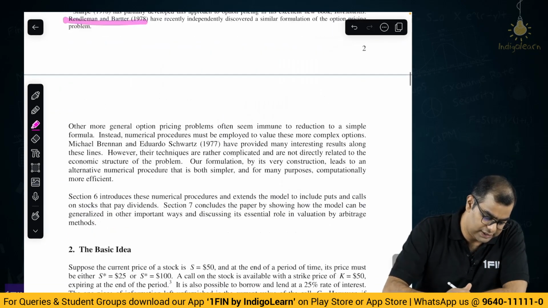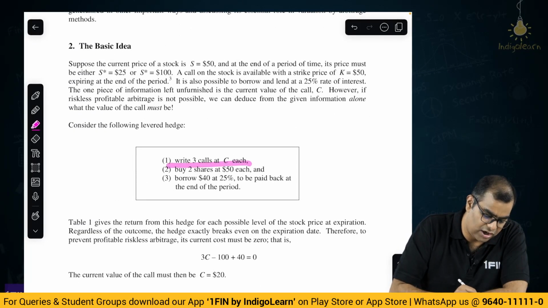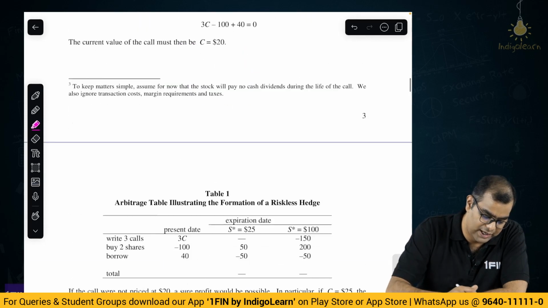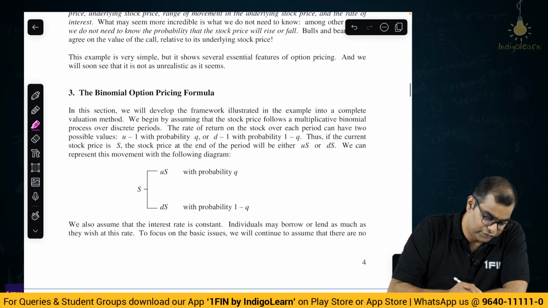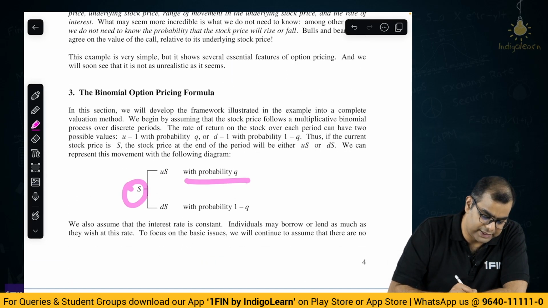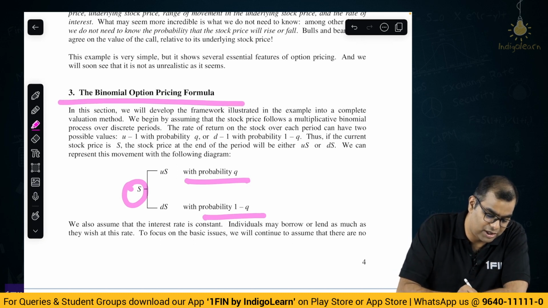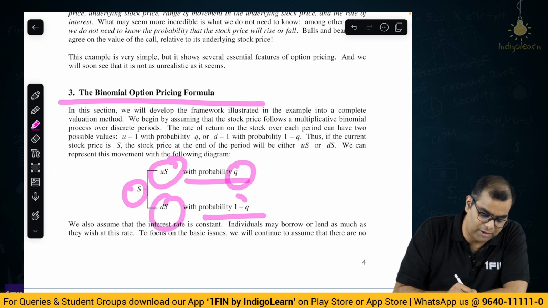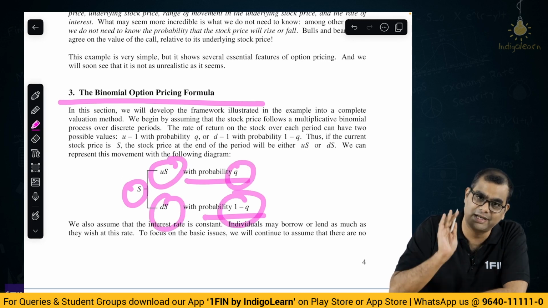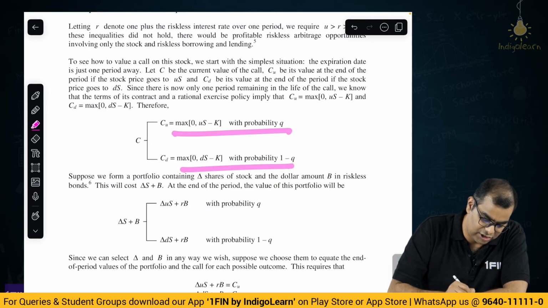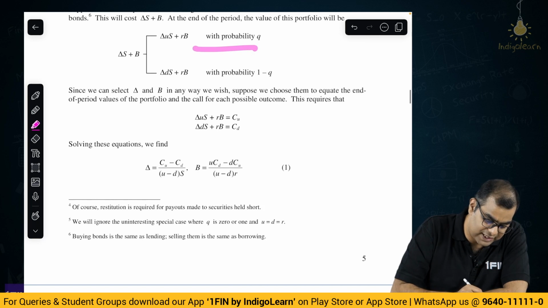Okay. So, in this what they have said is, write 3 calls, buy 2 shares, borrow some money, this basically is your replicating portfolio, and they have arrived at S with Q probability, 1 minus Q probability. In the original one, they have called it the binomial option pricing formula. They have said uS with probability q, dS with probability 1 minus q. So, basically they have said there is a probability associated with it.